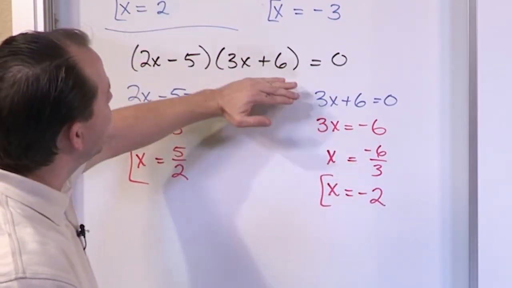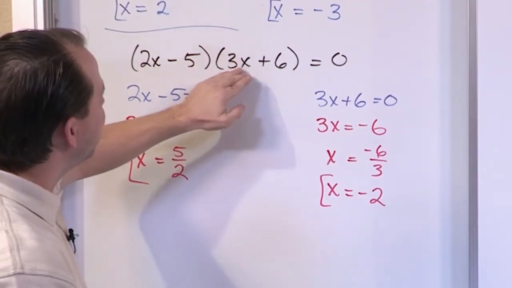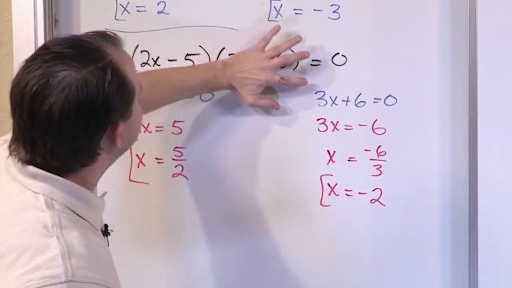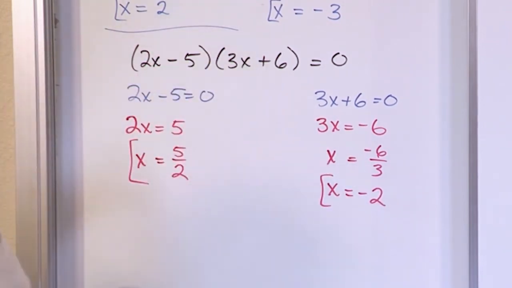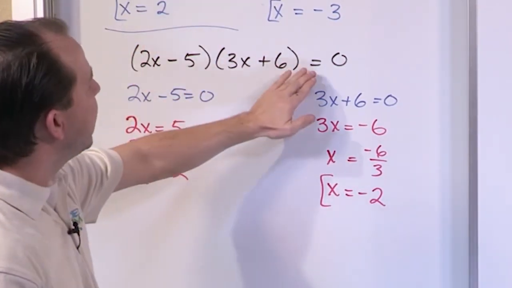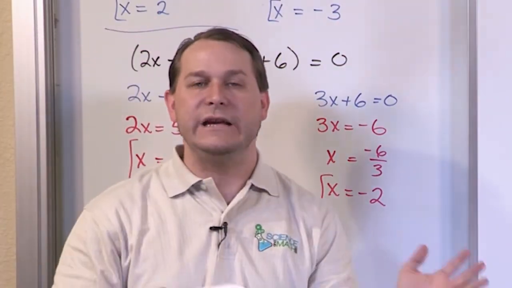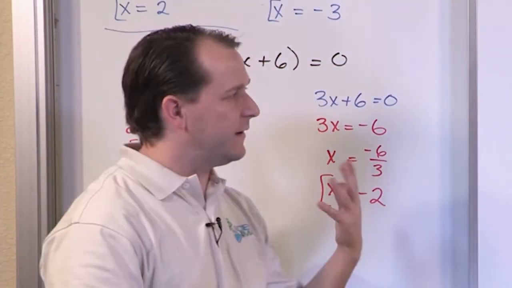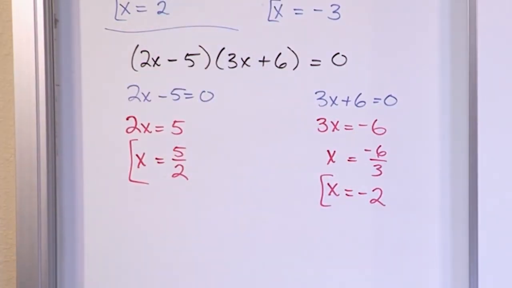If I take this and plug it in, what I'm going to get is 3 times -2 is -6, plus 6. This goes to 0. It drives the whole thing to 0, and it works. If I take this and plug it in, it's going to drive the whole thing to 0, and it's also going to work. So remember, anytime you have an equation set equal to 0 and you have two things multiplied together, you can set either one equal to 0. And I've given you the reason why. So you're going to have two solutions for some equations.